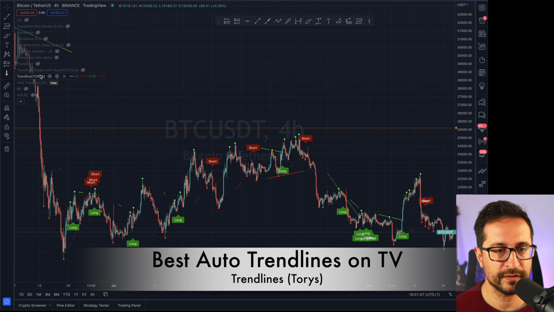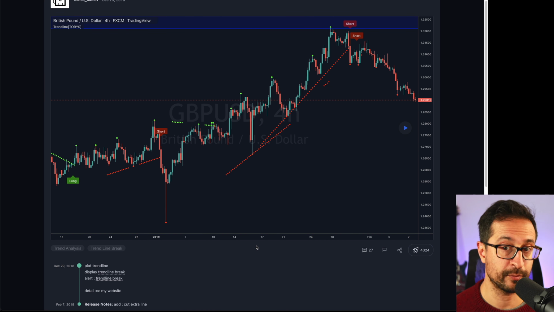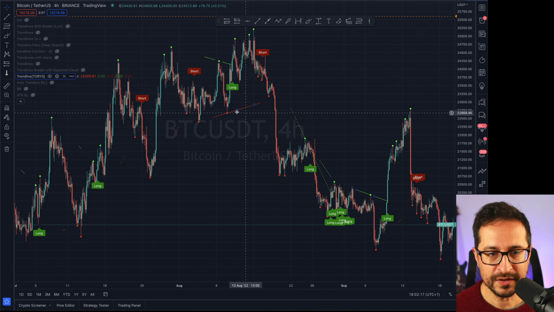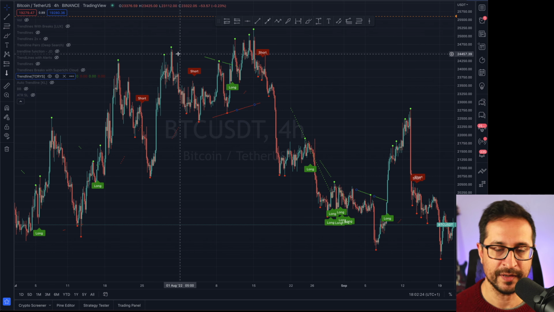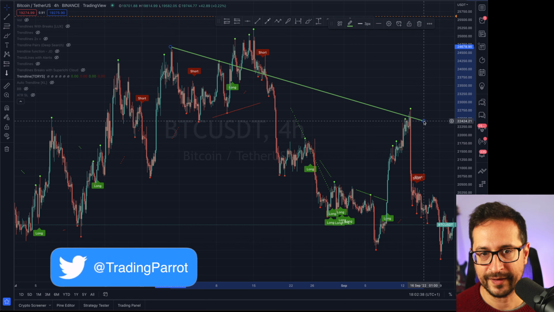The next one is pretty interesting. It's called Trendlines Torys. It's built by Matsu Bitmex with 4,000 likes, so this one is more popular as well. You can see that the trend lines are not fully drawn in the chart, potentially to keep the chart a bit clean. Instead, it's plotting the higher highs and the lower lows. But if you connect the dots, you get the full-length trend line like that one.